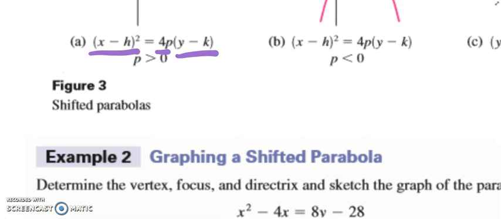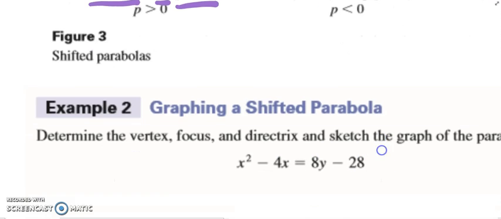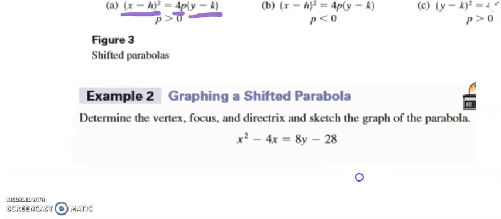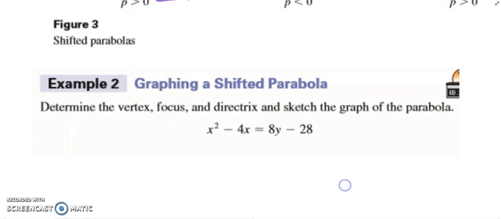P was that focal length, so the distance from vertex to directrix, vertex to the focus. There's no C for a parabola, but it's like instead. Determine the vertex, focus, and directrix, and sketch the graph. Okay, let's sketch the graph first.